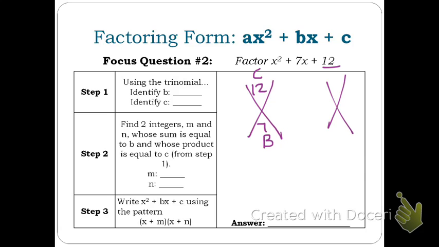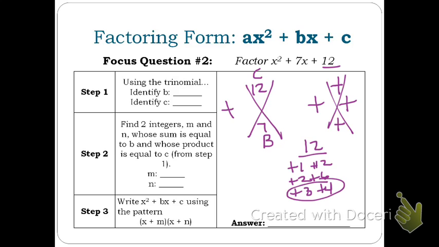You have a positive over a positive, so we expect our m and n values to both be positives. Write your factors of 12. Factors of 12: 1 and 12, 2 and 6, 3 and 4. If they're all positives, which one equals B when we add them together? Well, 3 and 4 do.